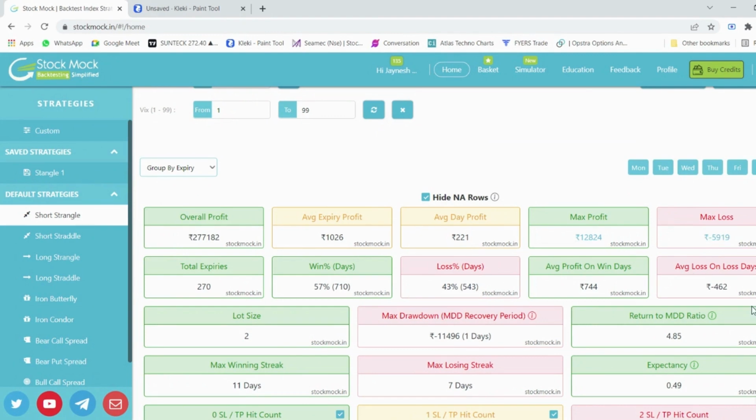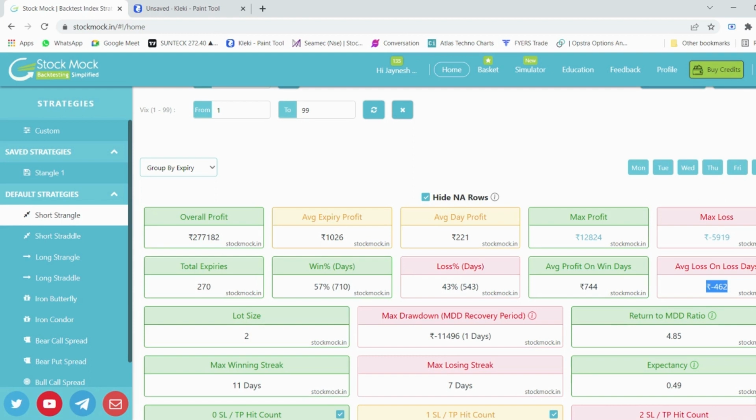Max profit and max loss. So if we see, the average profit on win days is 744 rupees and the average loss on loss days is 462 rupees. So here we are almost maintaining a risk to reward ratio of 1:2, where whenever we are making money, we are making 750 rupees, that is around 30 points per lot.